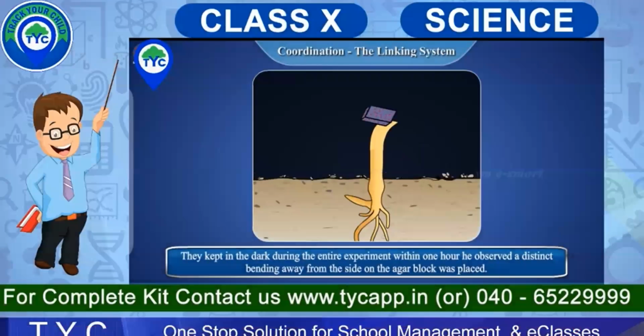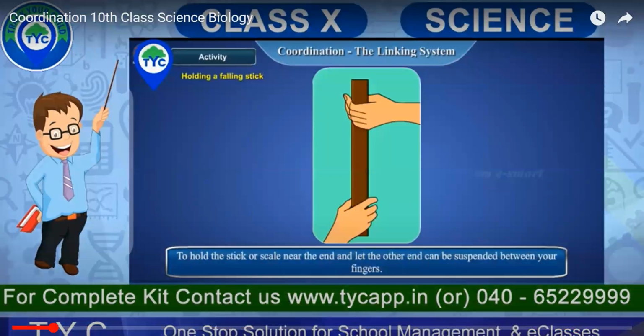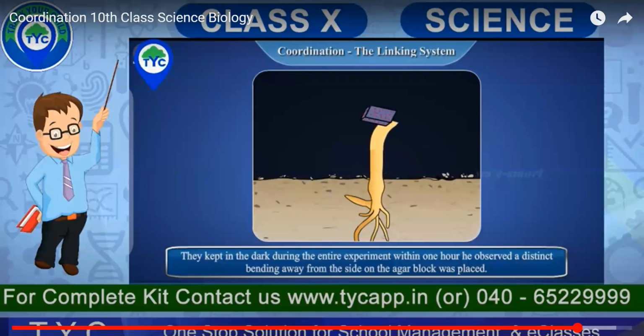And what was his observation? Okay. He placed it like this. And then he has observed that there is a distinct sort of bending in this agar block. This agar block that has not been in contact with the coleoptile tip produced either no bending or only a straight bend towards the side on which the block has been placed.